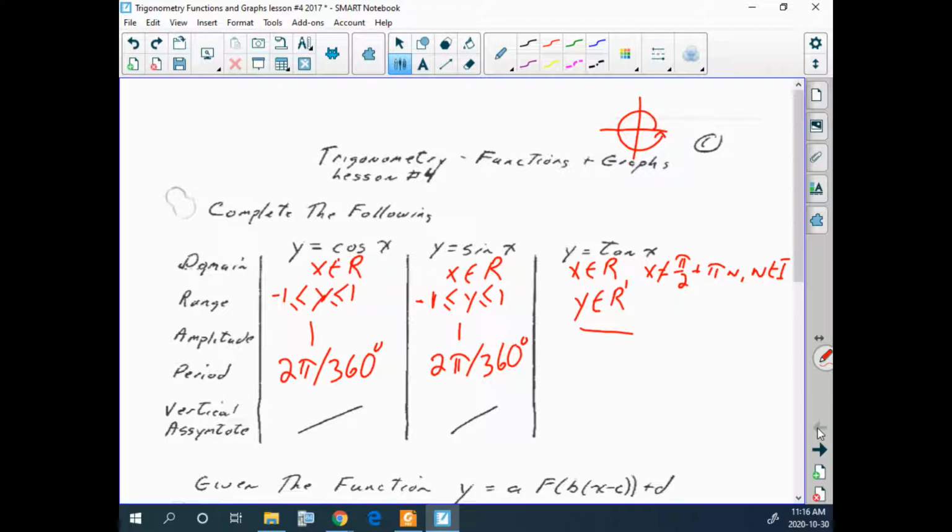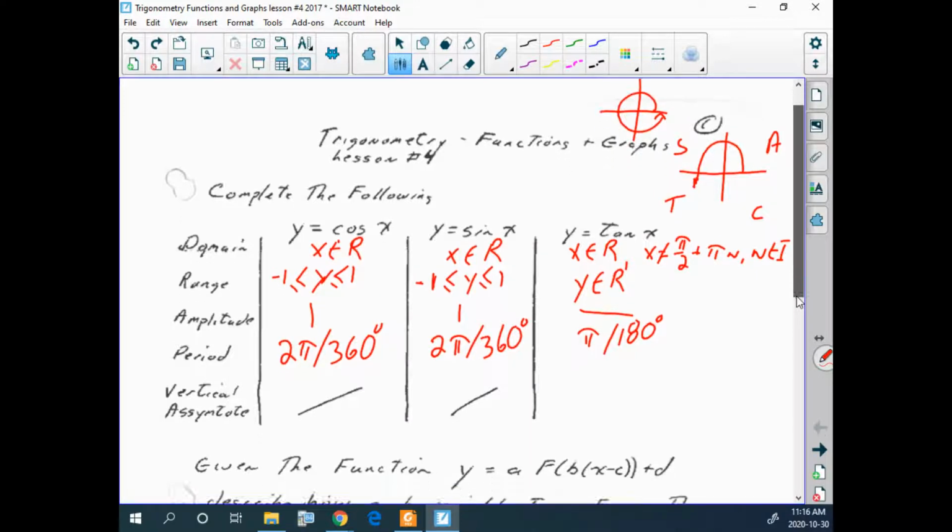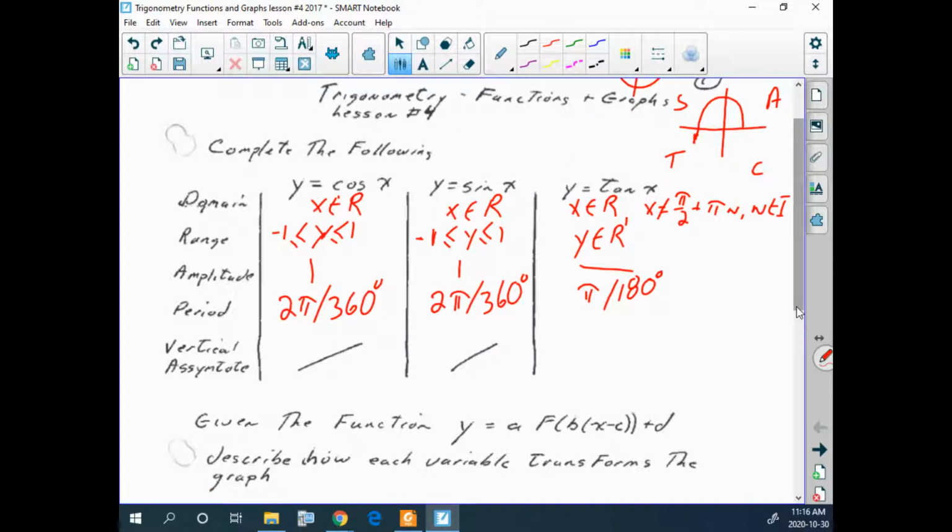The period is pi or 180 degrees, because tangent is positive, becomes negative, and now it starts to become positive again. So it repeats itself in 2 quadrants, where sine and cosine take 4 quadrants to repeat themselves. That's a basic understanding of our CAST rule. And our vertical asymptotes occur where we cannot have it.